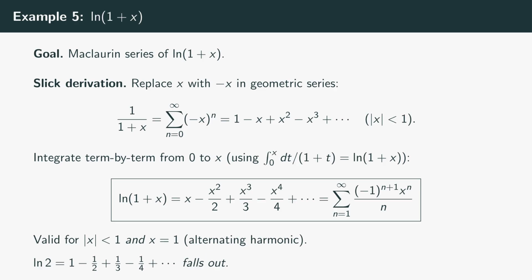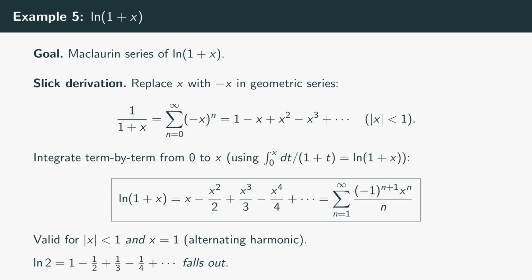Where is this valid? At least for the absolute value of x less than 1, since that's where the geometric series we integrated converges. But it also turns out to converge at x equals 1 by the alternating series test. The terms negative 1 to the n plus 1 over n are alternating and shrinking to 0. Plug in x equals 1, and you get the natural log of 2 equals 1 minus 1 half plus 1/3 minus 1/4, and so on.